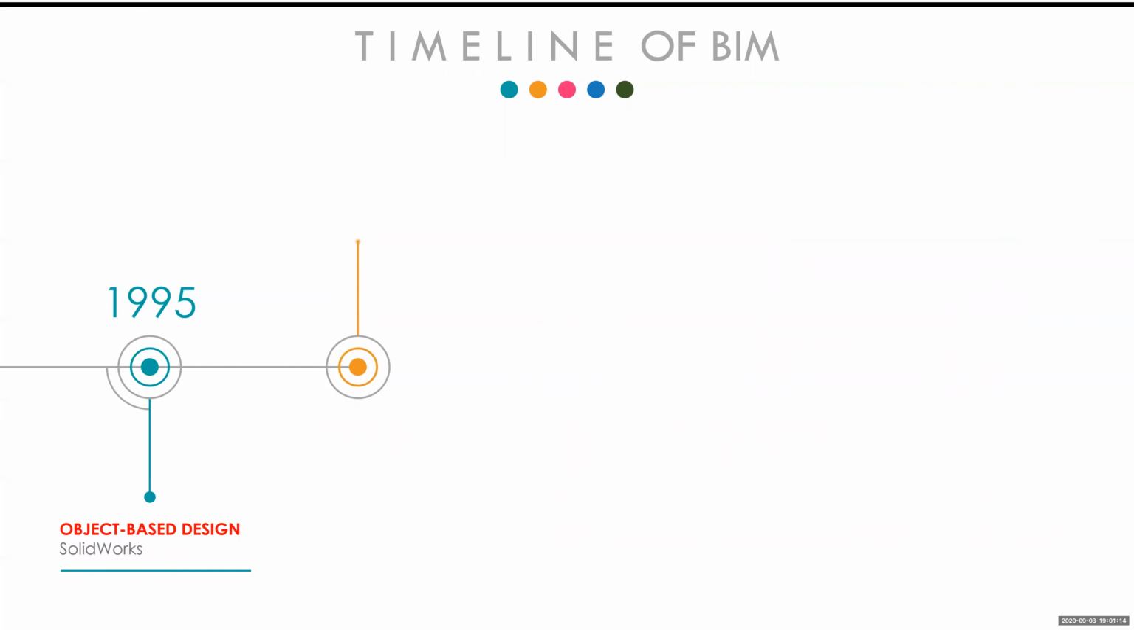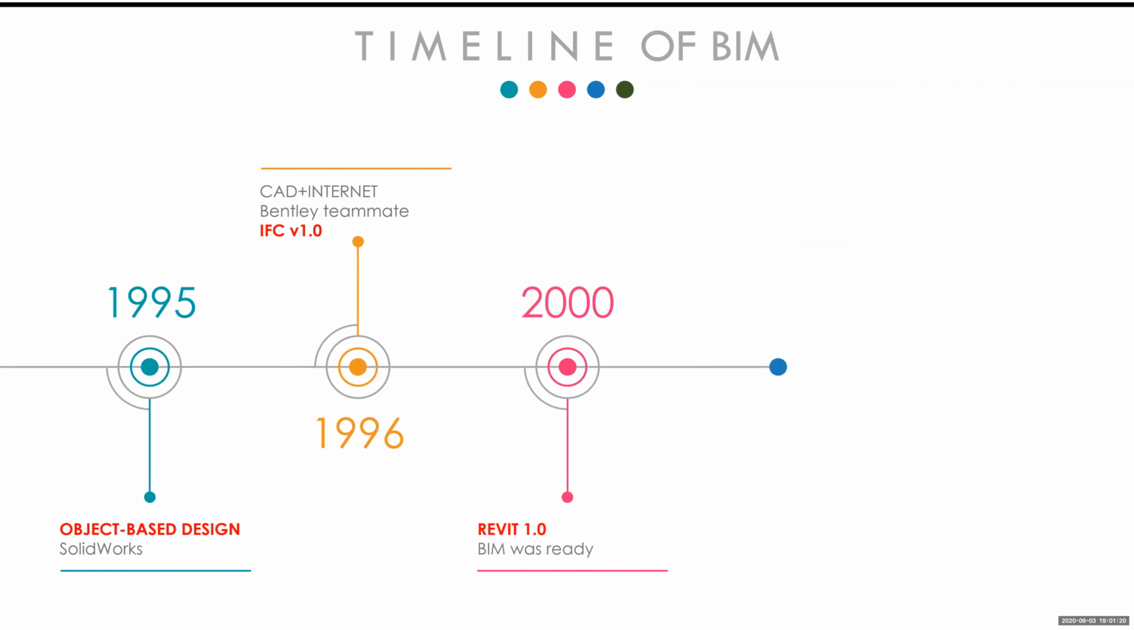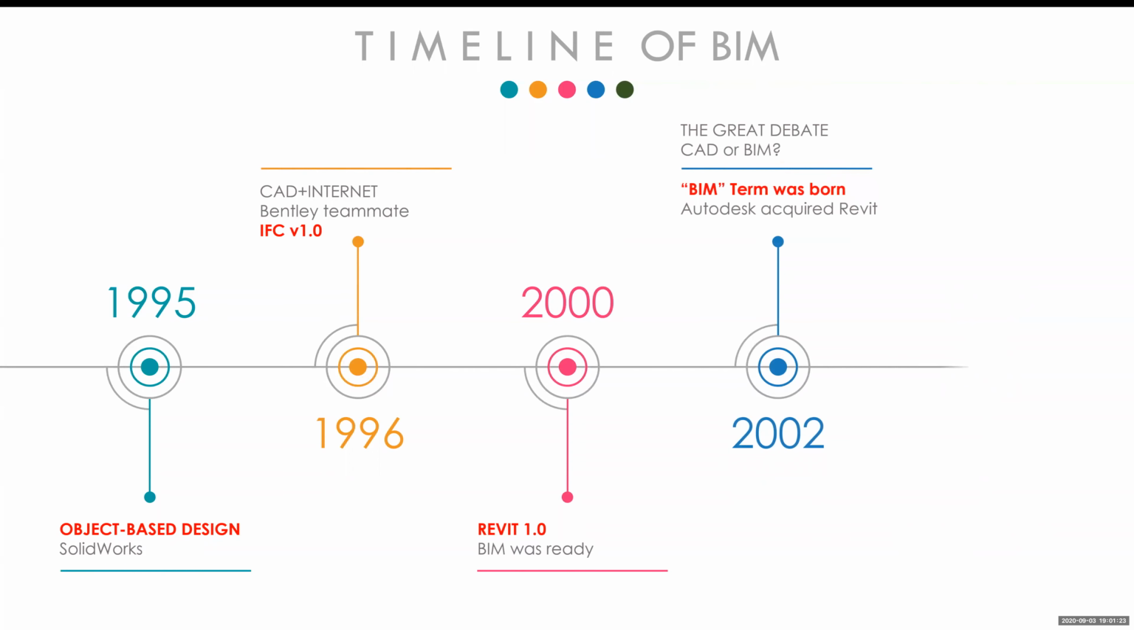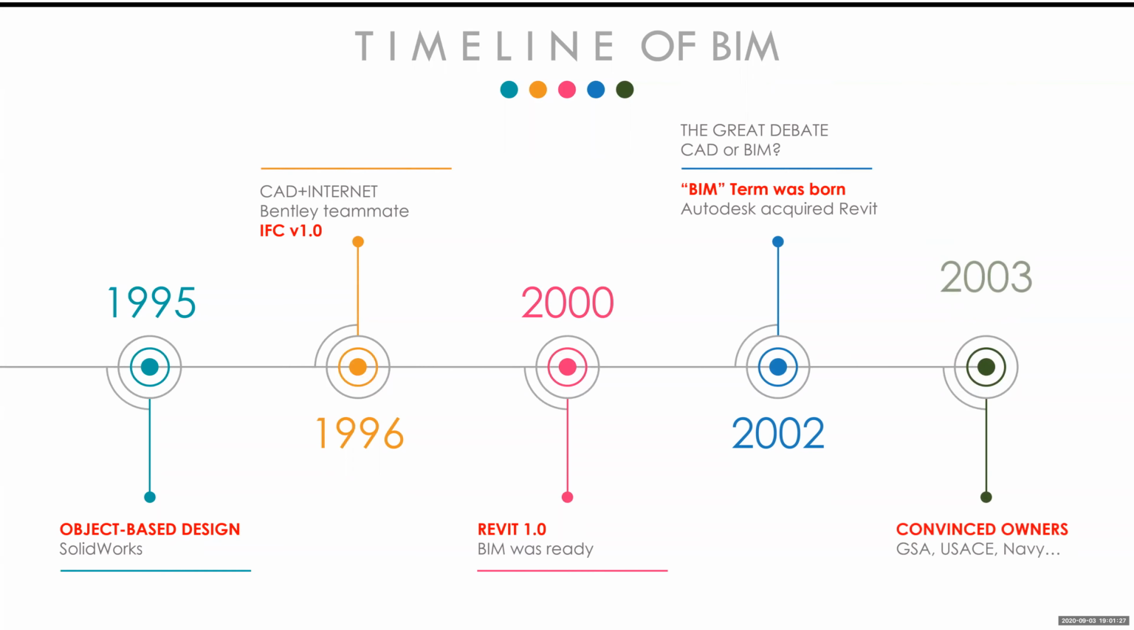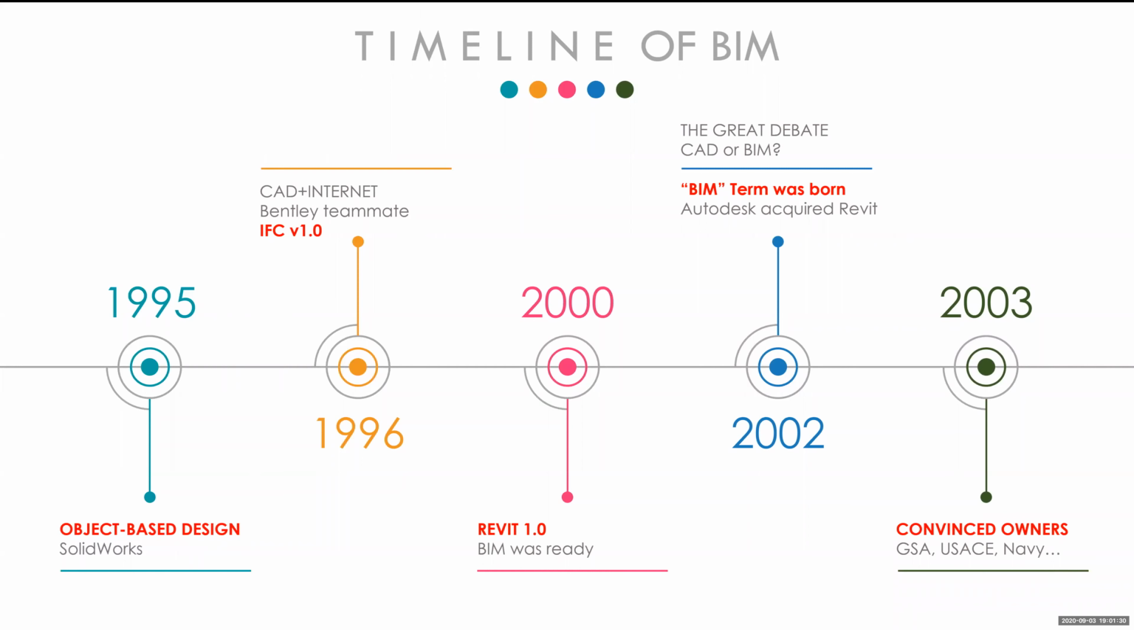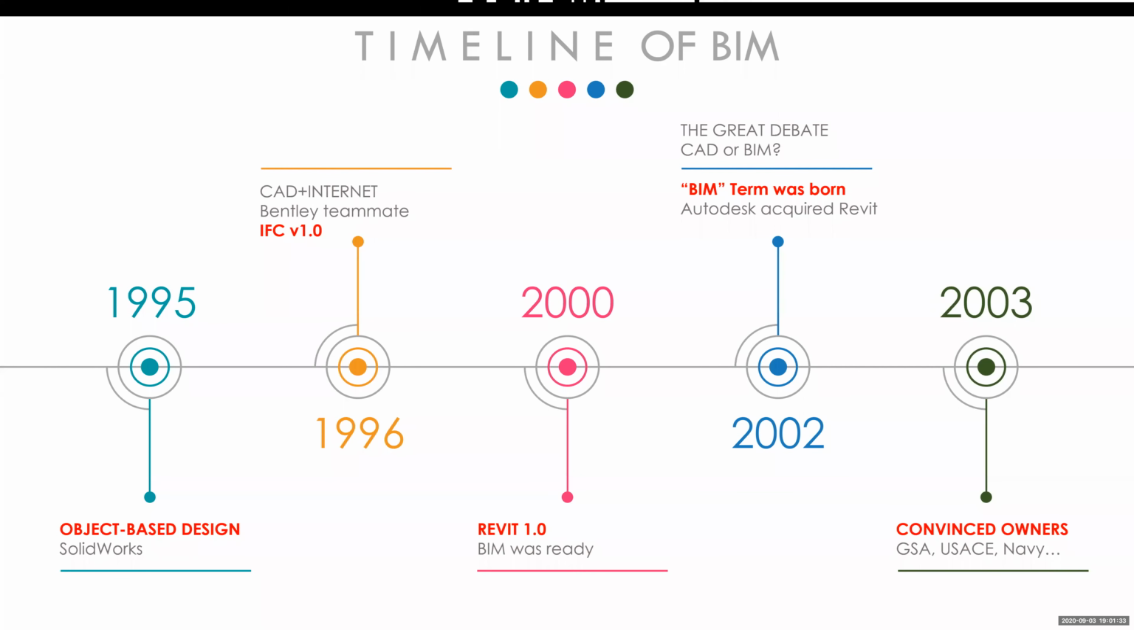1995, because of the advancement of the Pentium CPU, we finally had successful object-based design, SolidWorks. 1996, CAD plus the Internet to share information. We had IFC 1.0 at the time, but it was not successful because once again, it was too early. Revit 1.0 was announced in 2000. BIM was finally ready. 2002, we had a great debate in the industry, CAD or BIM, and the BIM term won. In 2003, we successfully convinced the owners, GSA, ACE, and the Navy. And finally, IFC became a standard promoted by GSA.